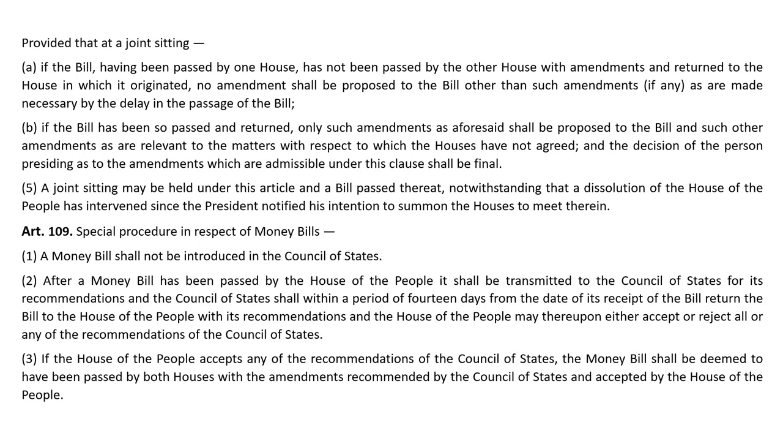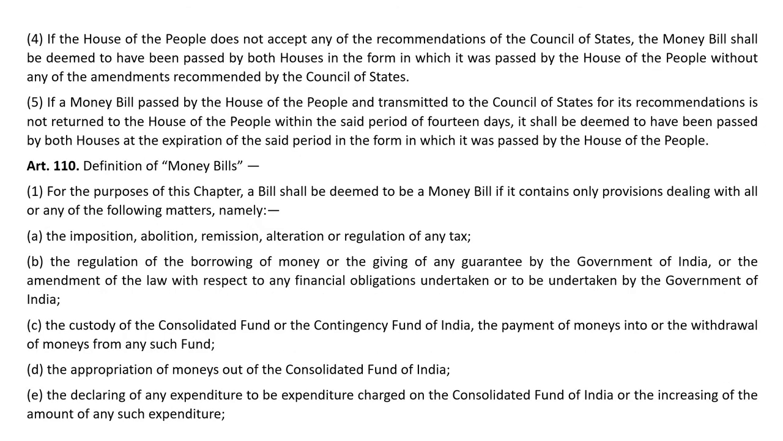If the House of the People accepts any of the recommendations of the Council of States, the money bill shall be deemed to have been passed by both Houses with the amendments recommended by the Council of States and accepted by the House of the People. If the House of the People does not accept any of the recommendations of the Council of States, the money bill shall be deemed to have been passed by both Houses in the form in which it was passed by the House of the People without any of the amendments recommended by the Council of States.